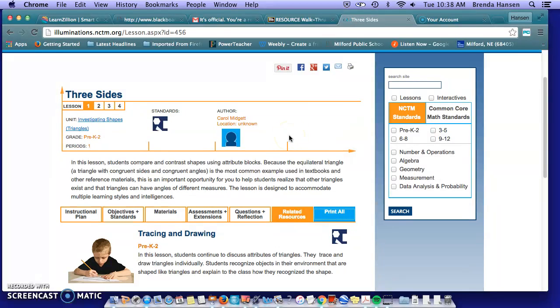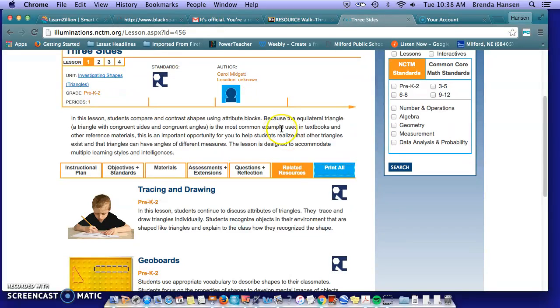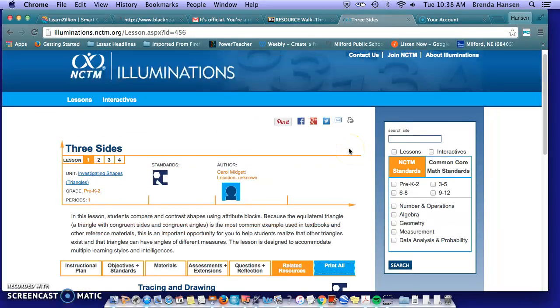So this lesson, Three Sides, is definitely something that I would bring into my classroom. I love all of the extra resources within this specific lesson. So I think NCTM did a nice job with all of their lessons, the planning, all the materials, extensions, assessments, questions, and reflection. It's a really great resource. Thank you.